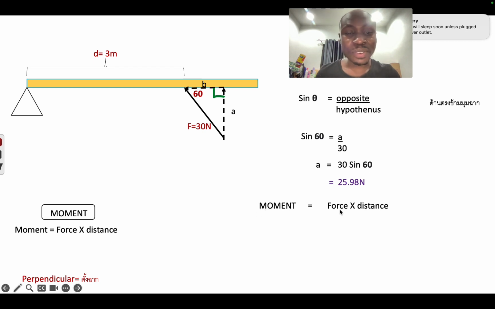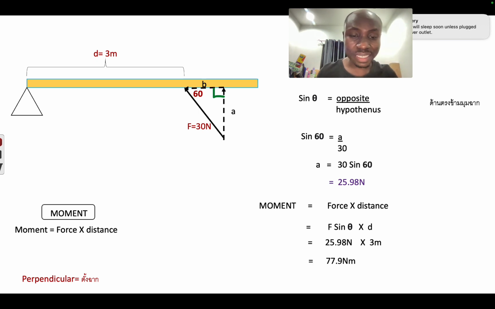Okay. Let's go and find the moment. The moment is what? Force times distance. And the force we're going to use is the A, not the F, because F is not perpendicular. Okay, we want the perpendicular force. So that is A. So moment is what? The force, F sine theta times D. What is F sine theta? Is here, is the A. 25.98 newtons times D. And the answer will be 77.9 Newton meters. Okay, so this is our example.